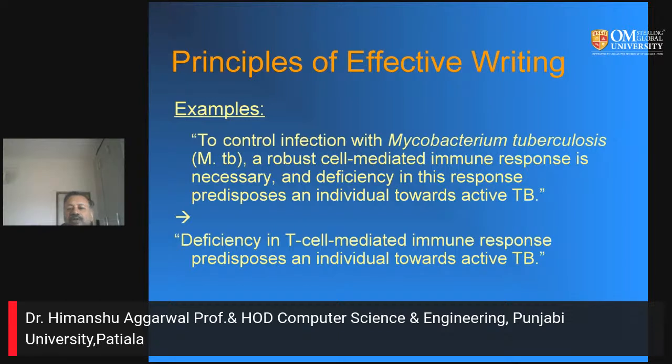To control infection with the Mycobacterium tuberculosis, a robust cell mediated immune response is necessary, and deficiency in the response predisposes an individual towards active TB. So, this is an example. Another is: a deficiency in T cell mediated immune system predisposes an individual towards active TB. This can be easily rephrased to this. Next, please.